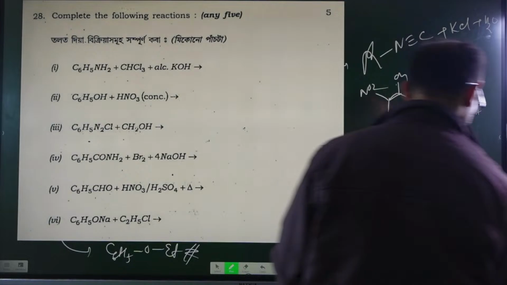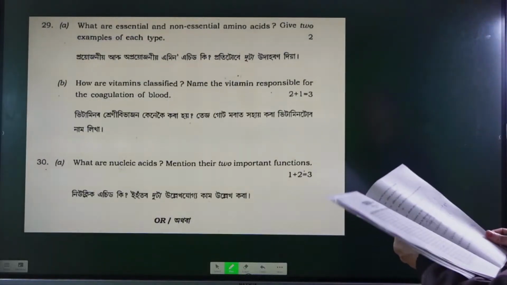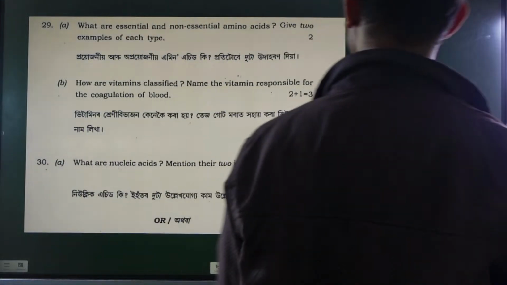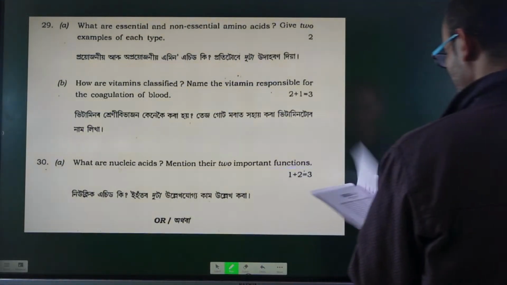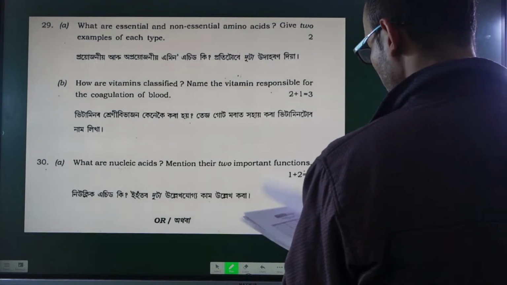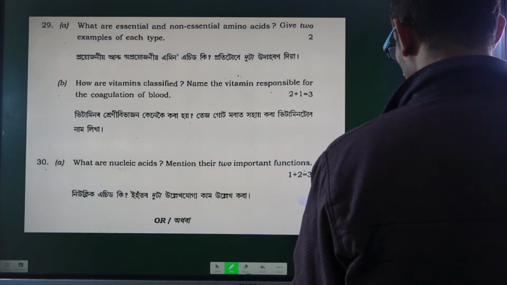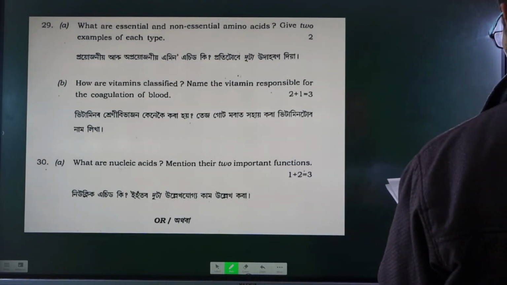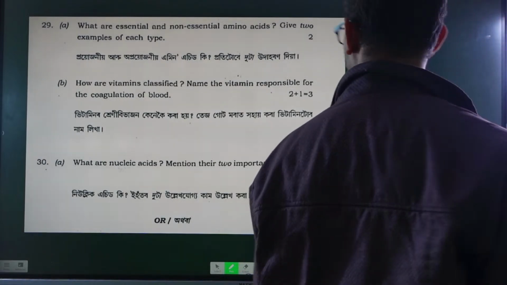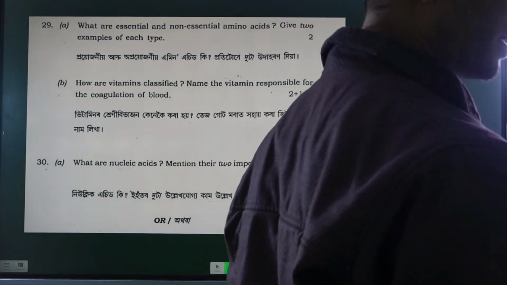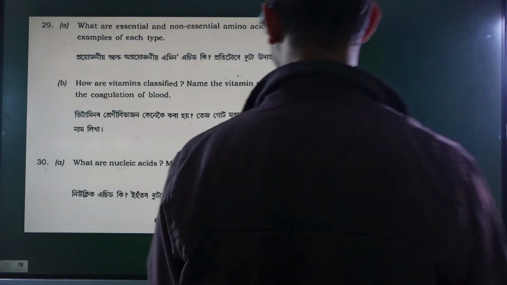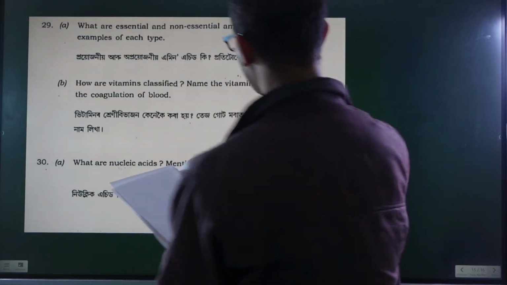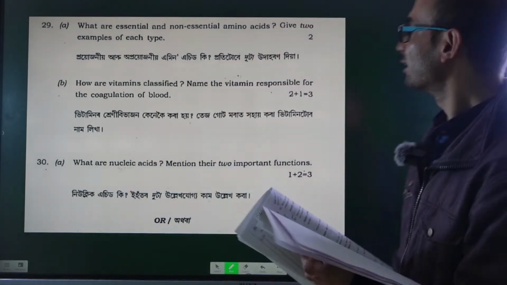Okay. Moving to the next question. What are the essential and non-essential amino acids? You write here: essential amino acid means the human body cannot synthesize it, so we have to take it from foods. For examples of essential amino acids, you can have about 12 amino acids. You can write from here lysine, valine as examples.